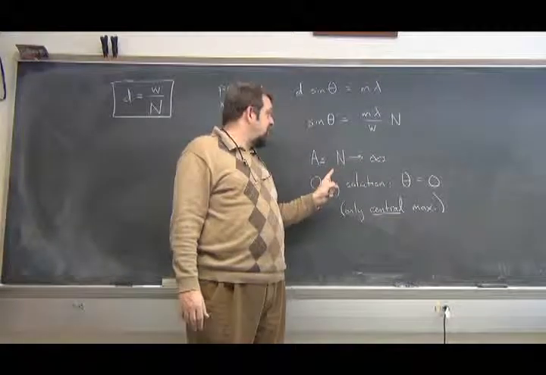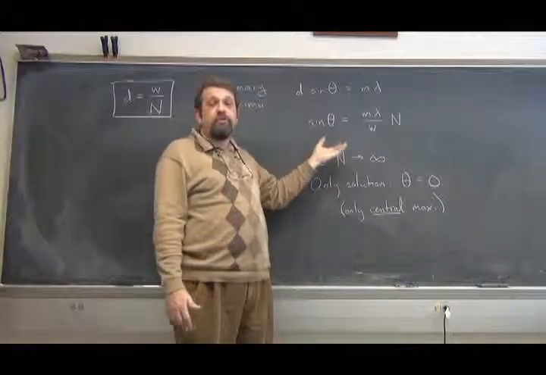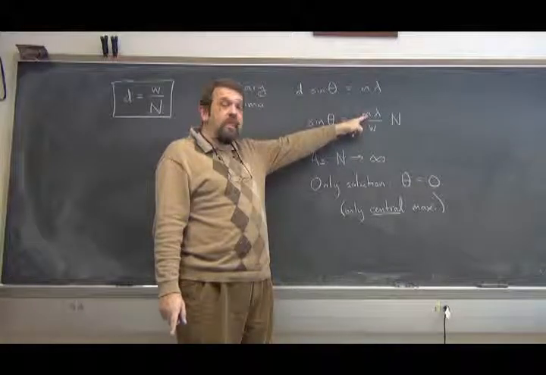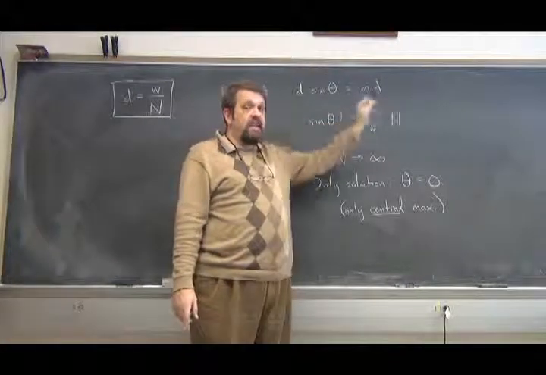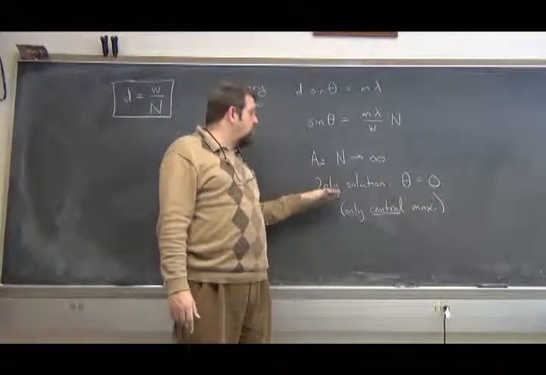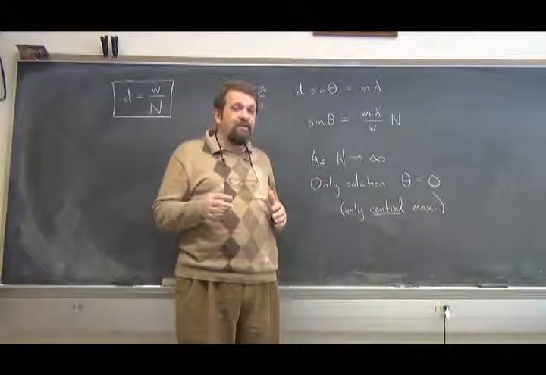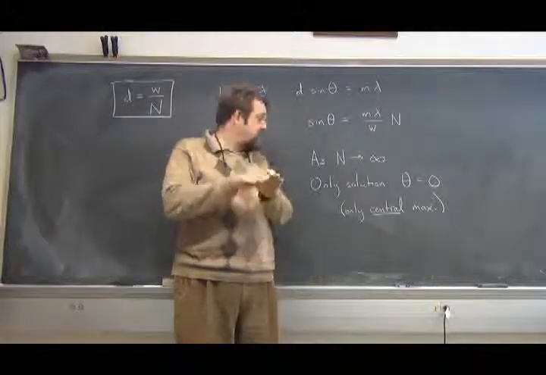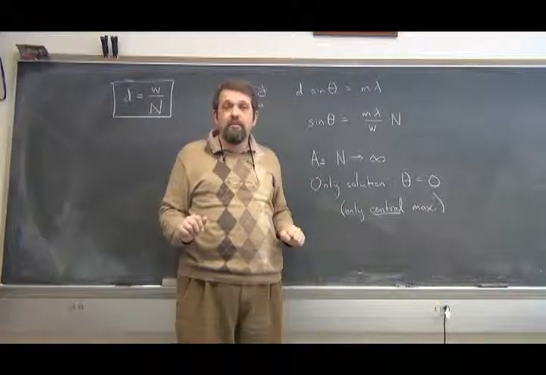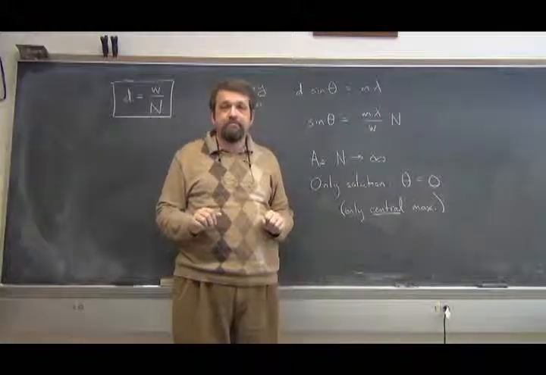So as that number goes to infinity, the right-hand side gets much larger than 1. There's no solution unless m, the order of the maximum, is equal to 0. Then the right-hand side stays equal to 0. So the only solution for a large number of slits will be theta equal to 0. The only primary maximum that we will see in our pattern is the one in the middle, the central maximum of the pattern. There won't appear any other primary maxima. There might be secondary maxima and minima, but no primary maxima.